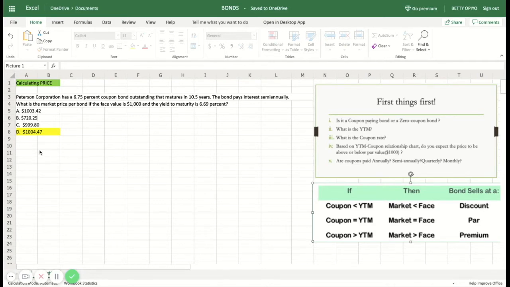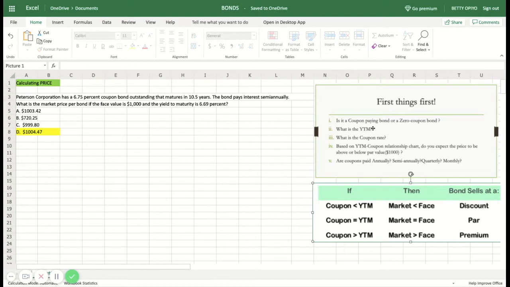All right, so to start with the first question here, we have Peterson Corporation has a 6.75% coupon bond outstanding that matures in 10.5 years. So it's 10 and a half years. And then the bond pays interest semi-annually. What is the market price per bond if the face value is 1,000 and the yield to maturity is 6.69%?